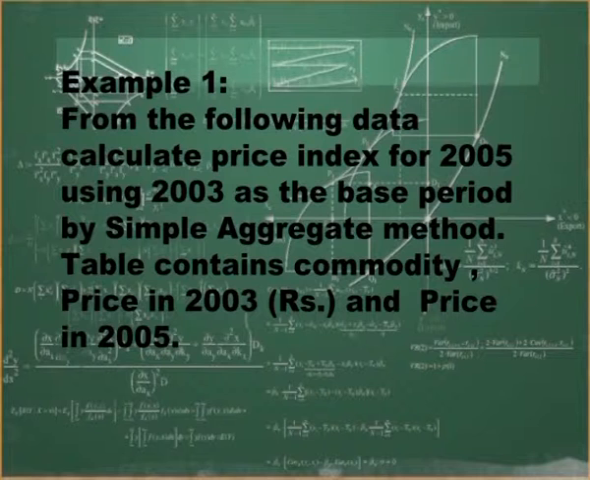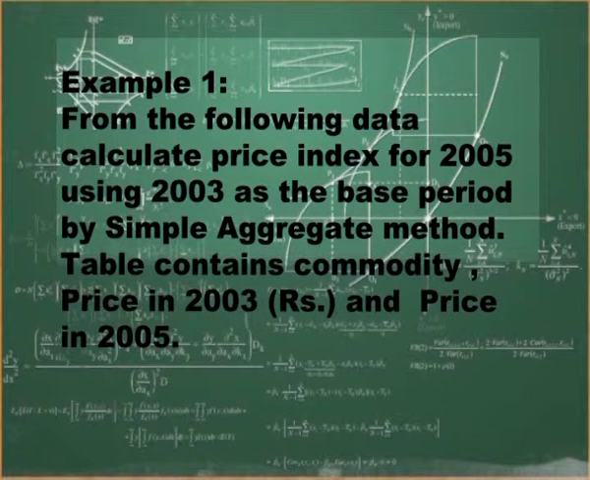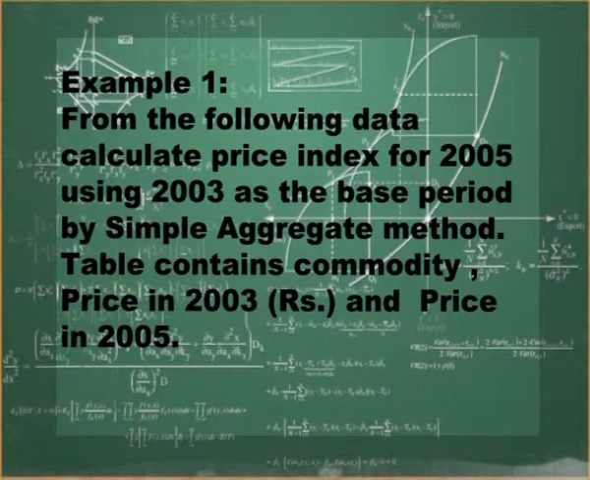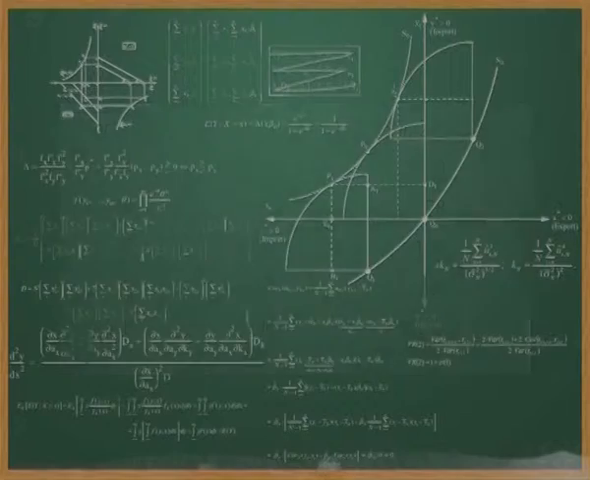Let's see an example here. From the following data, calculate price index for 2005 using 2003 as the base year period by simple aggregate method. The table contains commodity price in 2003 in rupees and price in 2005.